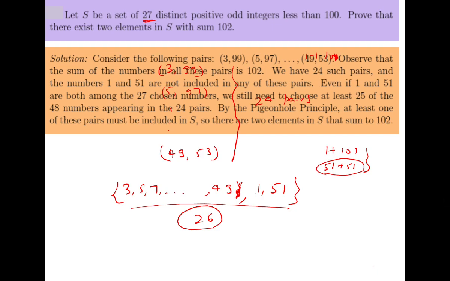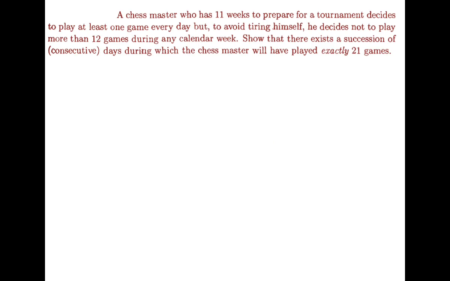This is the pigeonhole principle. It means the next number, because each one needs to be distinct, should be the second number from one of these pairs, and that second number would give you two elements in S whose sum is 102. So very interesting question. Think over it. This is comparatively difficult than the previous questions.